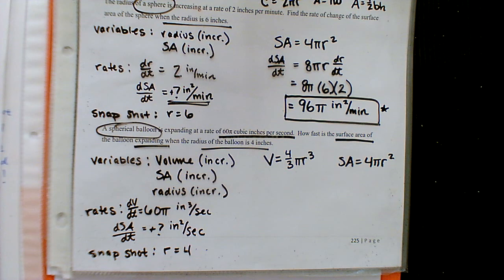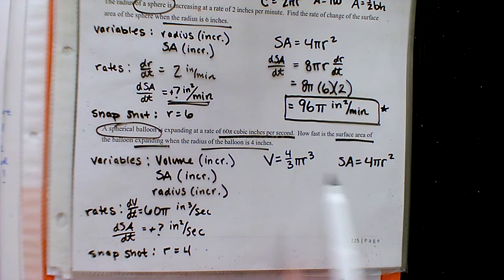Do me a favor. Take the derivative of your volume equation. What do you get? 4 pi r squared, which is surface area. Wow. Okay, they're all connected. So let's check this out. We have two equations. This one's a little different, because we've only been using one equation. But in order to relate all these variables together, it looks like we're going to have to use two.